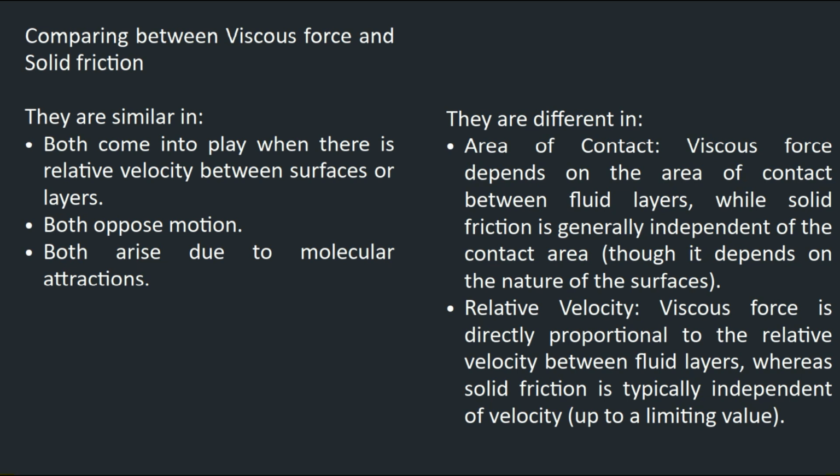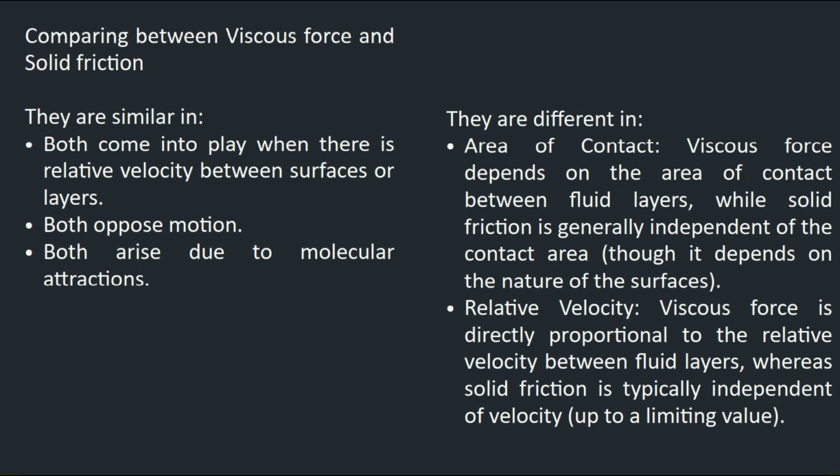So the first similarity is that both come into play when there is relative velocity between the layers or points of contact, right? We've seen that in solids, if something is stationary, unless one of the layers starts moving or tends to move, the friction does not come into the picture. Same thing applies for both cases. When we have relative velocity, only then the friction comes into the picture. Both, of course, oppose motion, and both arise because of molecular attraction. All these are very simple points.